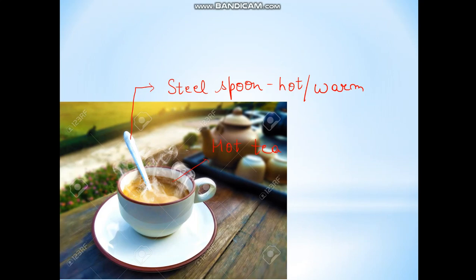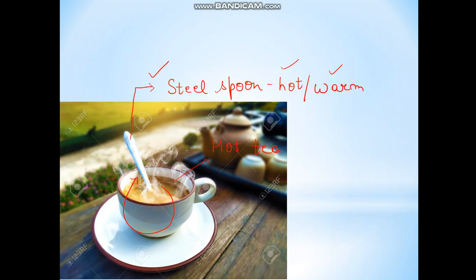But when we kept the steel spoon inside the hot tea, after a few minutes when we again checked the steel spoon, we observed that it has become hot or warm to touch now, right? Now if I ask you how the steel spoon has become hot, you would be able to tell me the reason: heat transfer has taken place from the hot tea to the steel spoon, isn't it?